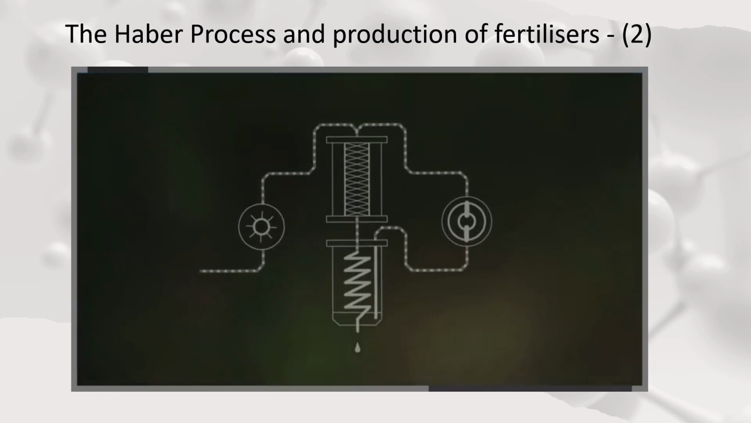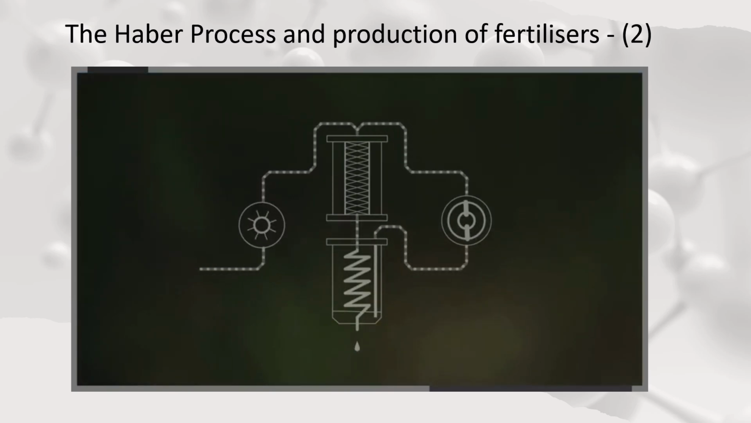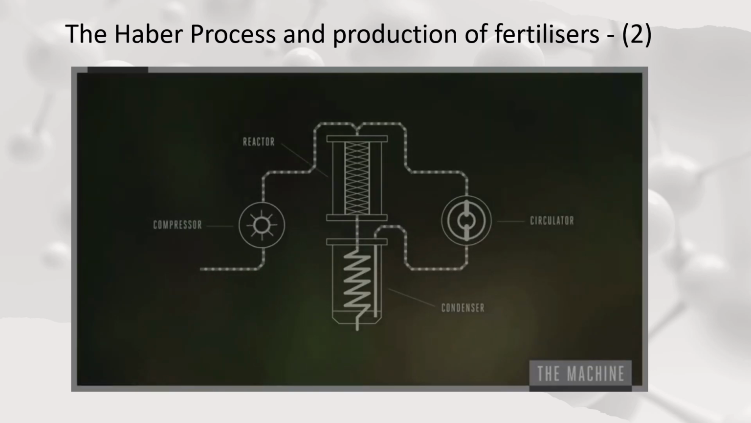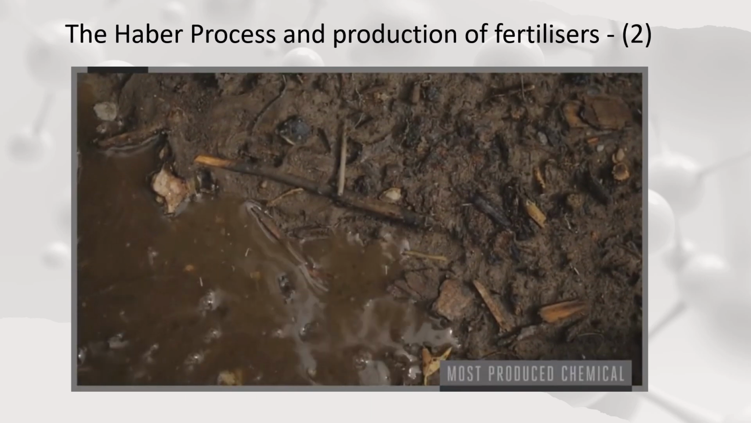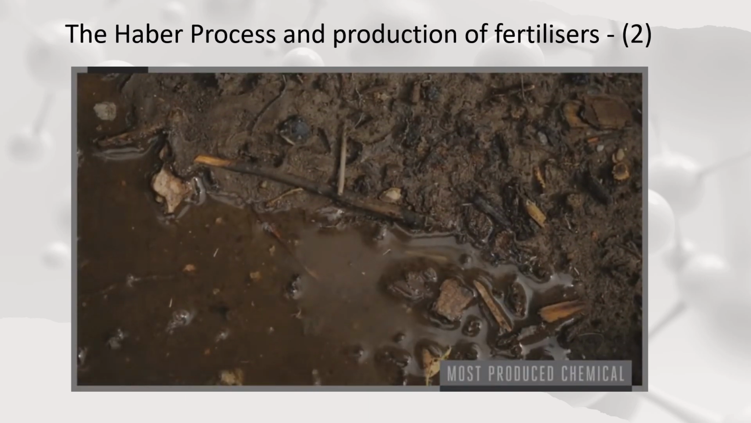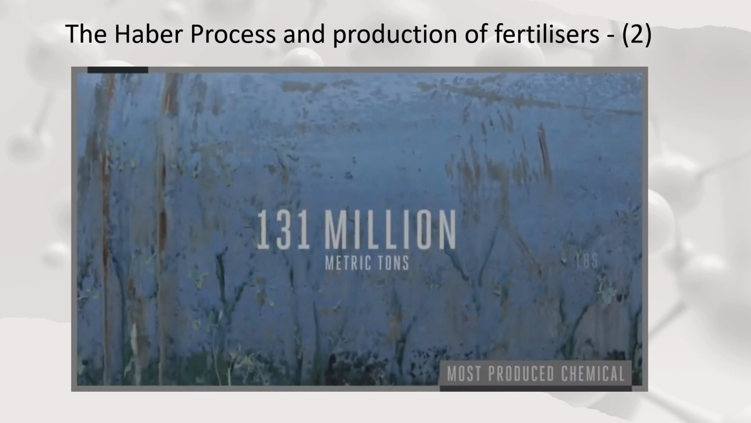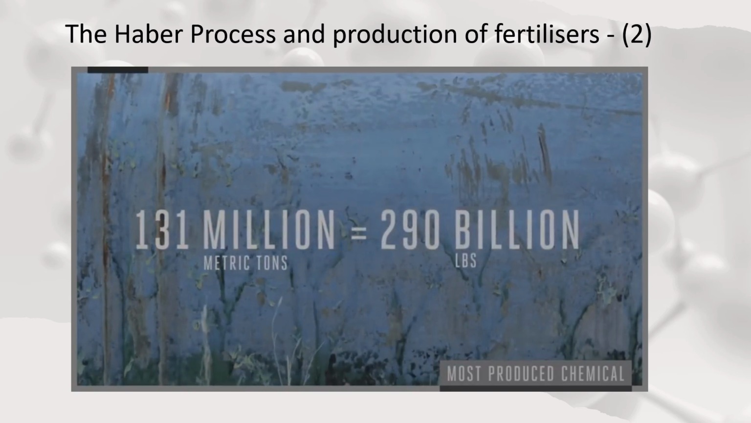Haber realized that in order to make large amounts of ammonia, he would have to create a machine that would continually add nitrogen and hydrogen, while also increasing the pressure on the equilibrium system, which is exactly what he did. Today, ammonia is one of the most produced chemical compounds in the world. Roughly 131 million metric tons are produced a year, which is about 290 billion pounds of ammonia. That's about the mass of 30 million African elephants, weighing roughly 10,000 pounds each.